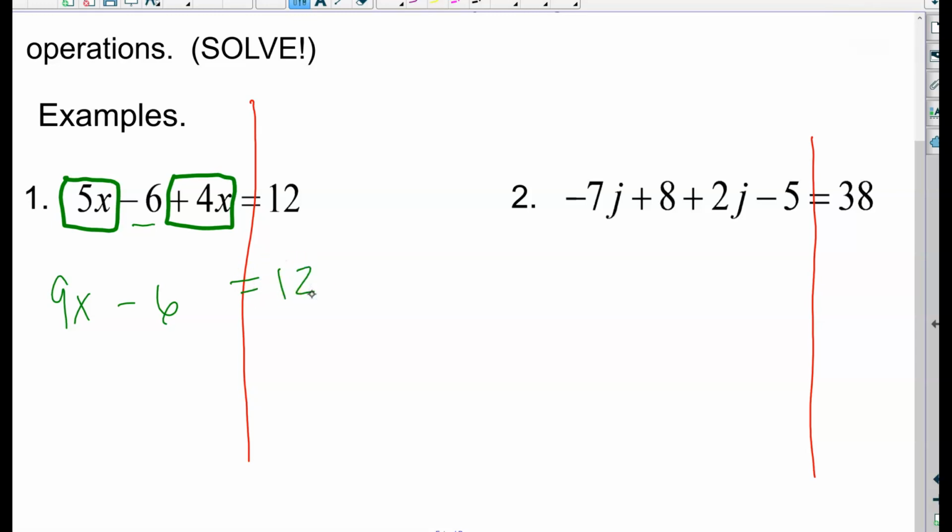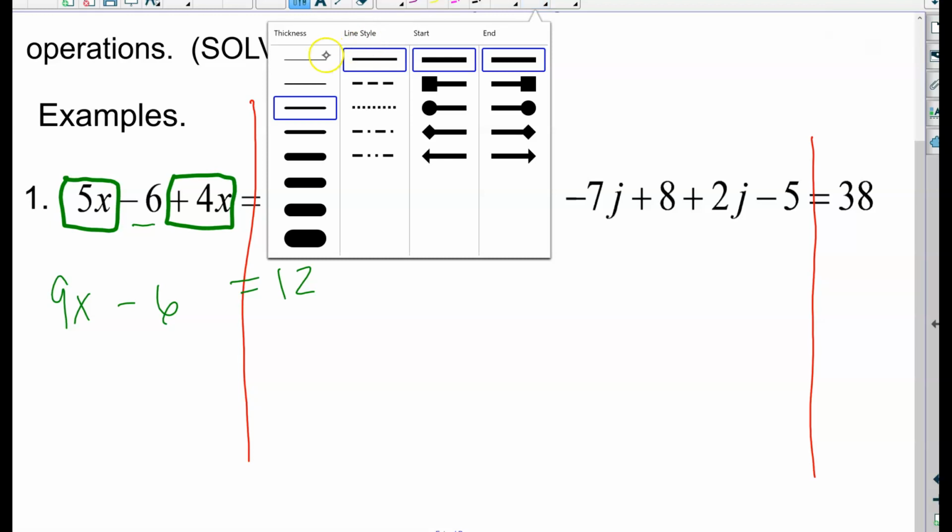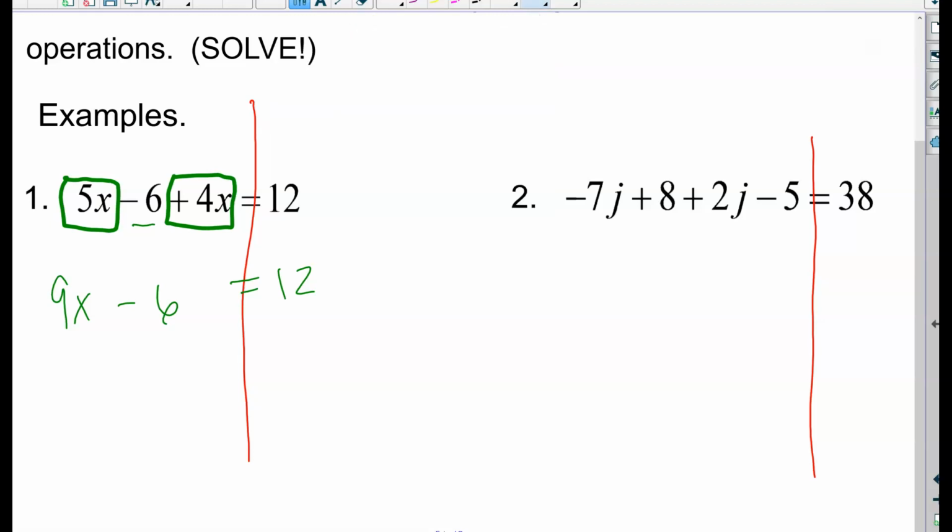Okay, so now this looks a lot like our equations from yesterday, a two-step equation. So I've got a 9x after I combine the 5x and the 4x. Those are both positive, combine them. Minus 6 equals 12. So what I'm going to do first is look at that part without the variable. We talked about this yesterday when we do our two steps.